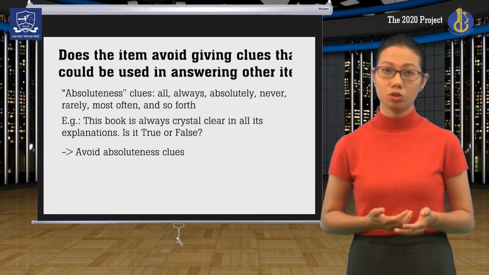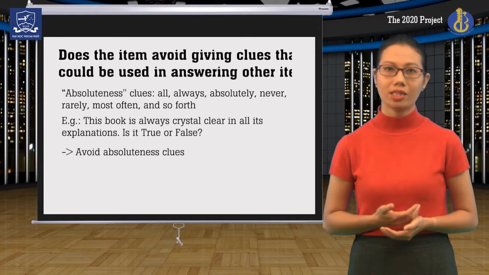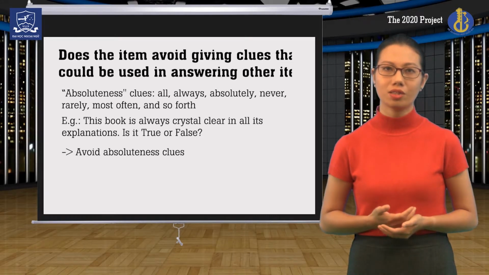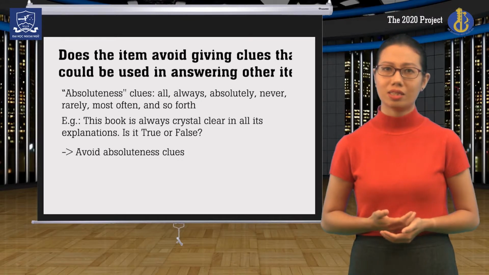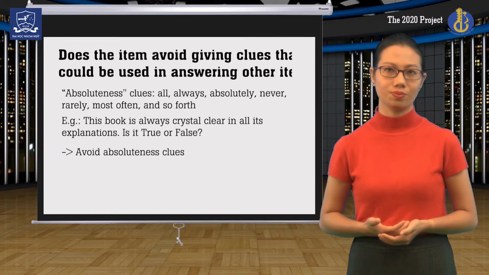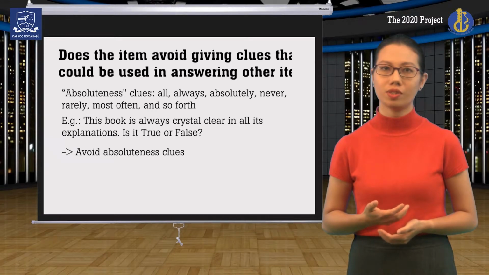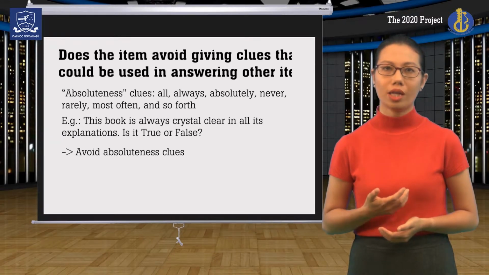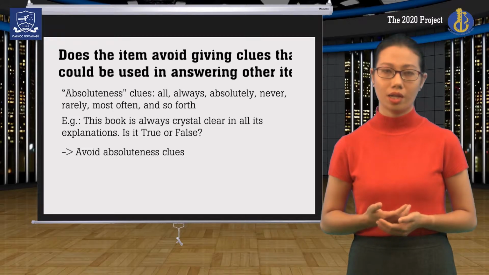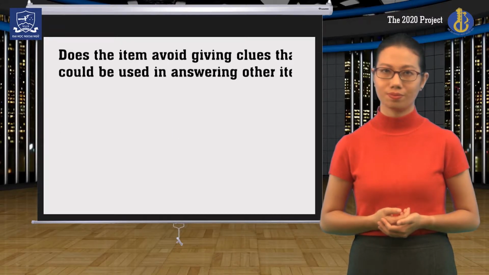True-false items that include such terms are very easy to answer, regardless of the concept or skill being tested, because the answer is inevitably false. For example, this book is always crystal clear in all its explanations. Is it true or false?